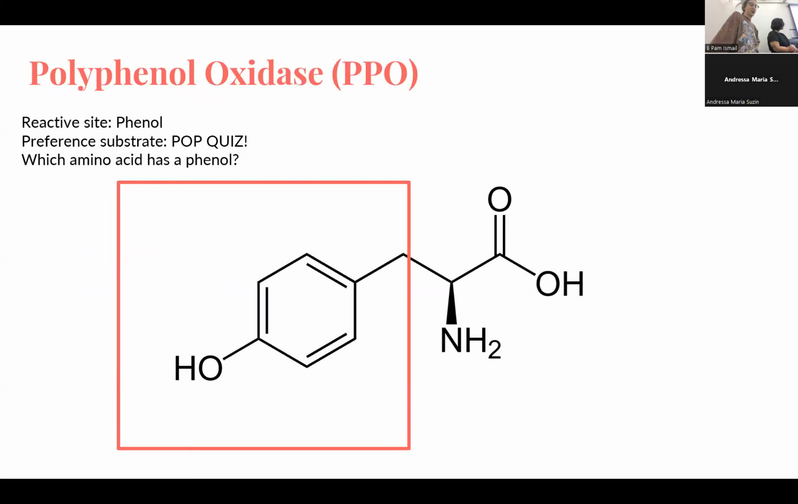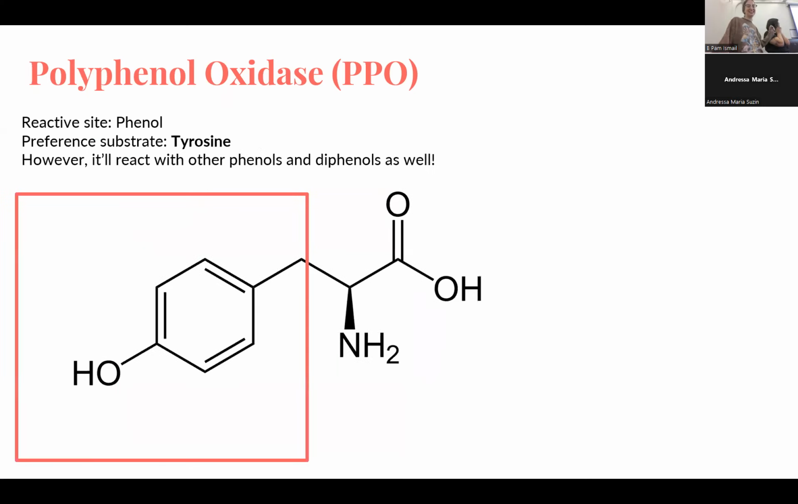Polyphenol oxidase reacts with phenol. And so, a quick pop quiz for you guys. Can anybody tell me what this amino acid is? Yes, tyrosine. You guys got it.